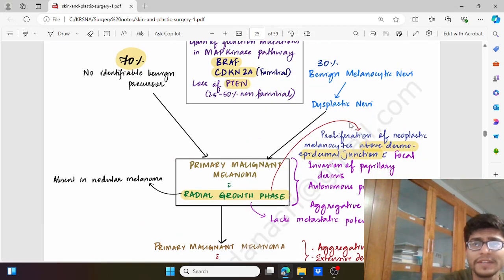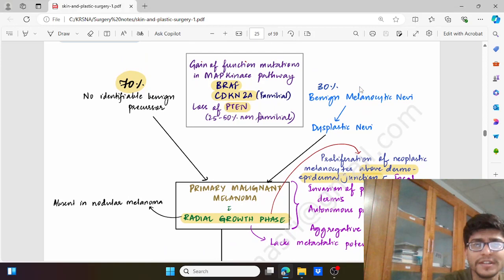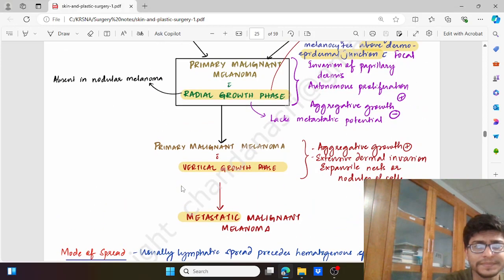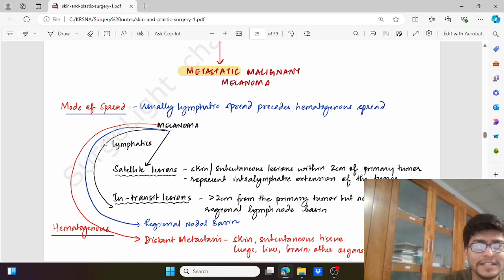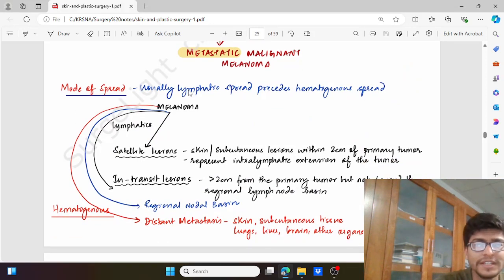And only 30% will have a precursor lesion, 70% will not have a precursor lesion, and nodular melanoma will directly have vertical growth phase and no radial growth phase. Now we'll see the mode of spread. So these are usually lymphatic spread, which precedes the hematogenous spread.